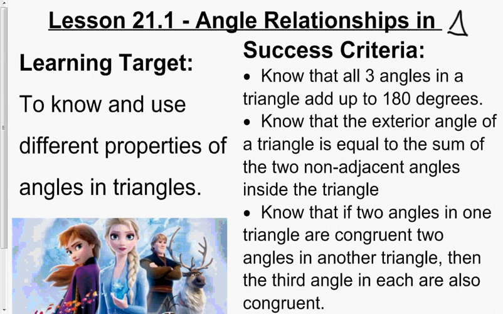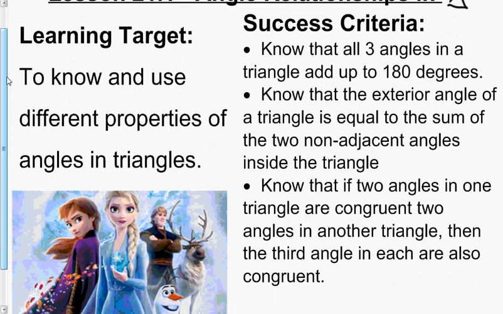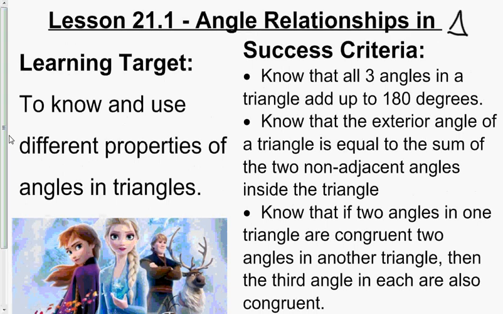Anyway, success criteria. Really, it's three things that we're going to talk about today. Know that all three angles in a triangle add up to 180 degrees. Know that the exterior angle is equal to the sum of the two non-adjacent interior angles. And know that if two angles in one triangle are congruent to two in another, then the third is congruent as well. If none of that made sense to you, I'm going to explain it right now.